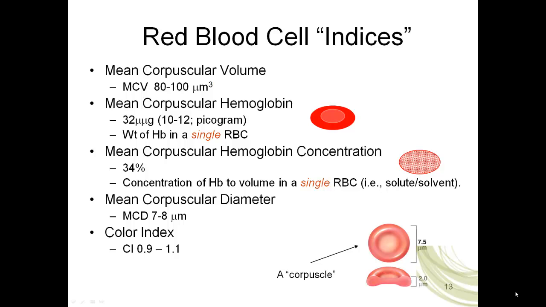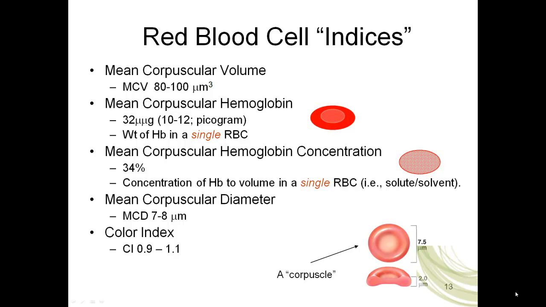If I could take a single red blood cell, shown here to the right on our picture, and crack it open and actually detect or measure the amount of hemoglobin in that single red blood cell, the normal value is 32 picograms. Now, let me explain the units that you're seeing on the screen here.